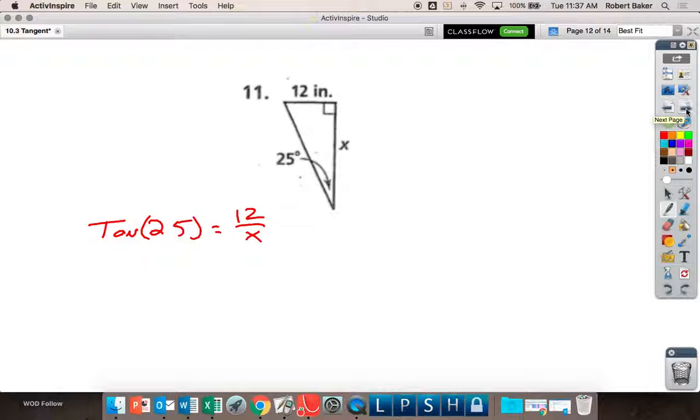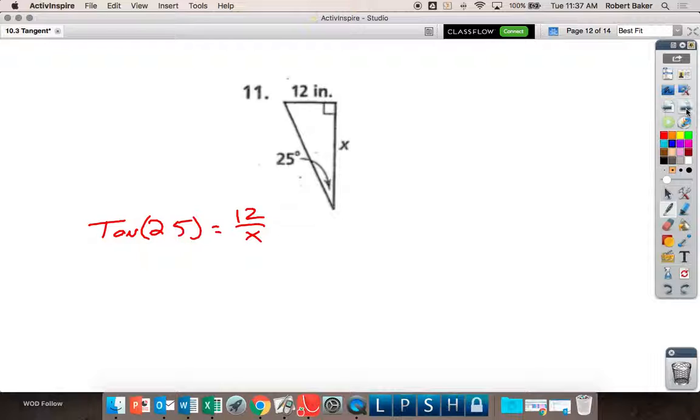What is tangent? It's a good question. Tangent is opposite over adjacent. Yeah, but why? I'll explain that to you in a second. So it is a ratio of the opposite over the adjacent. That's all I can say.